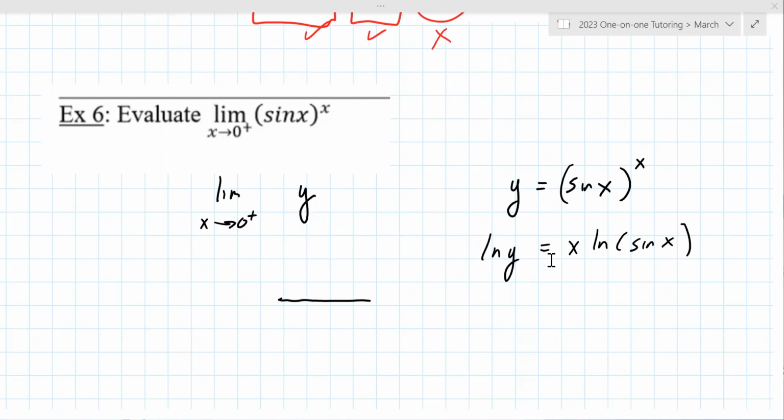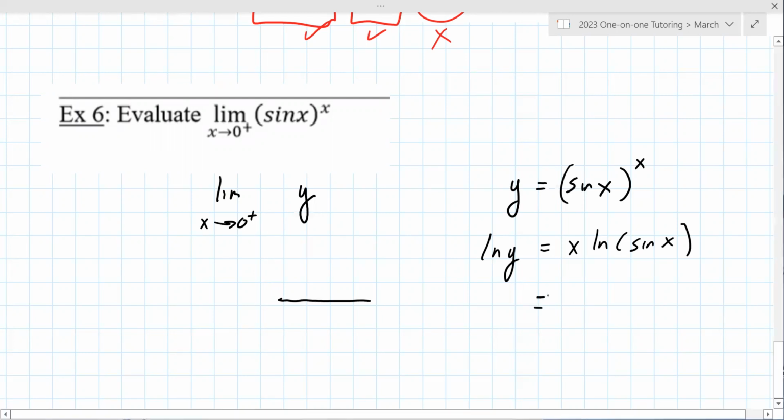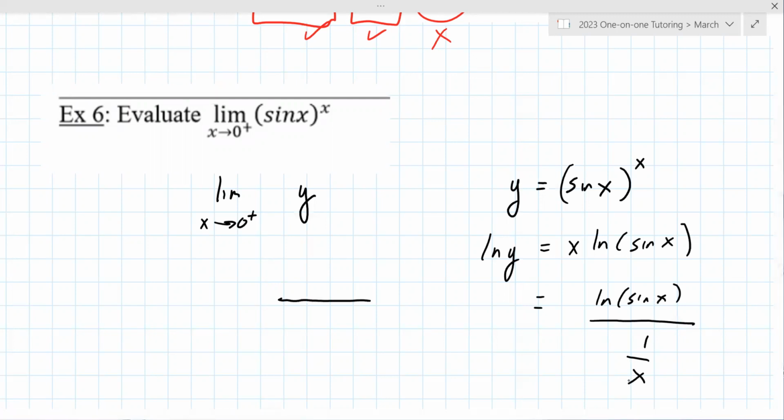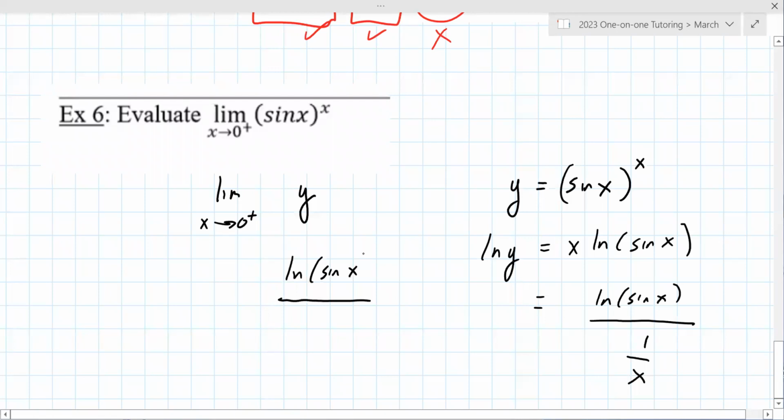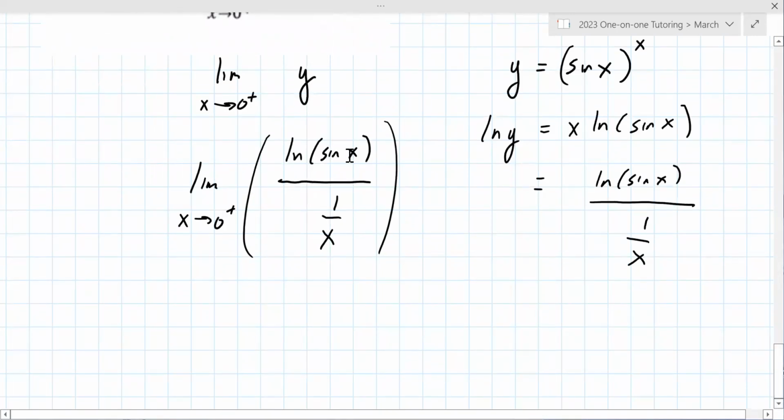So we're transforming this thing, and on the right here, you can rewrite it as natural log of sine x over 1 over x, which is really odd, but that is what is needed here. Now, this is a new indeterminate form. Because as x approaches 0, sine of 0 is 0. The natural log of 0 is minus infinity. 1 over 0 is also infinity. So it's another indeterminate form.